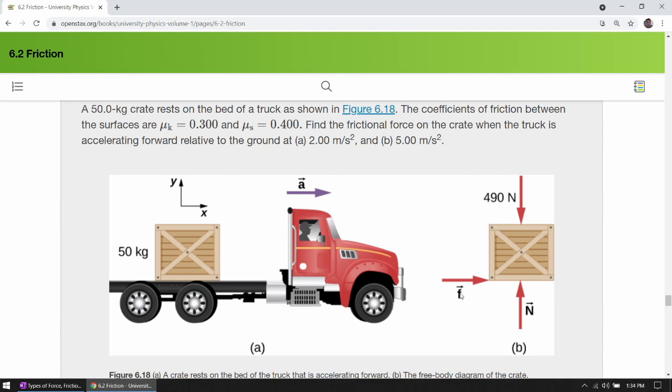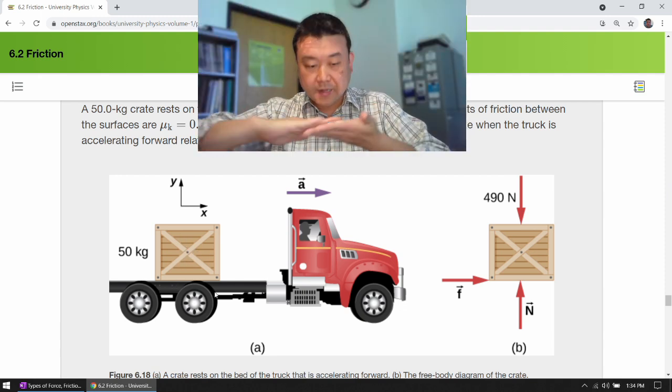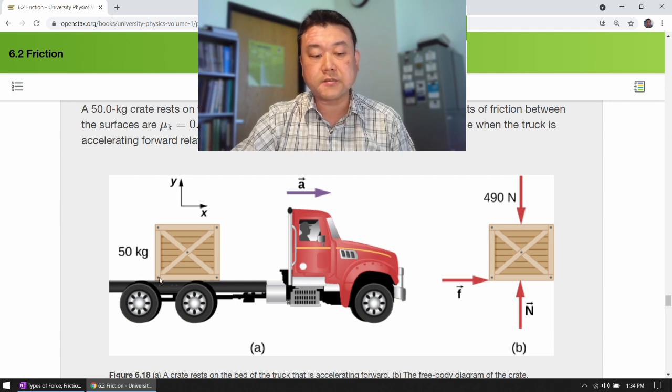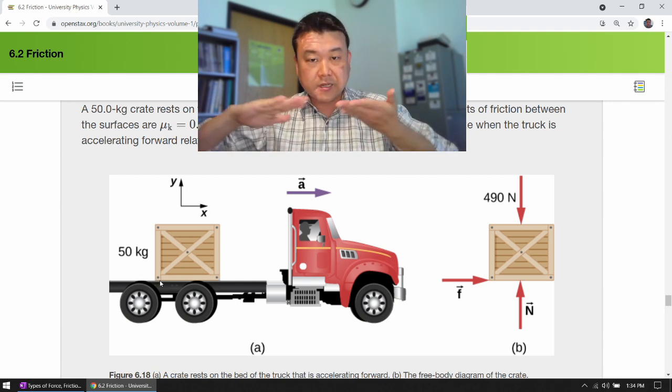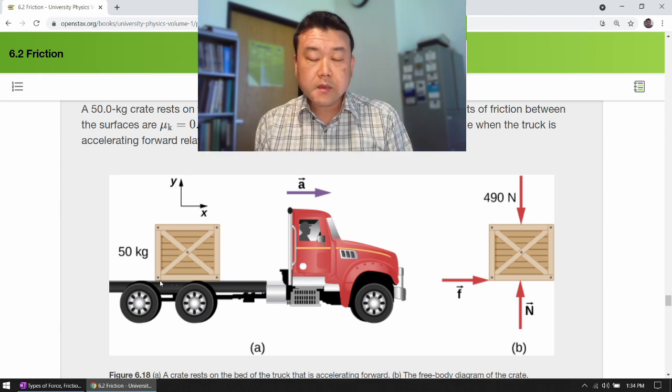And you can describe that as either there being no relative motion between the crate and the truck, or the sliding between the two surfaces, the bottom surface of the crate and the top surface of the truck bed, having been prevented. I think that's everything I wanted to say about friction.